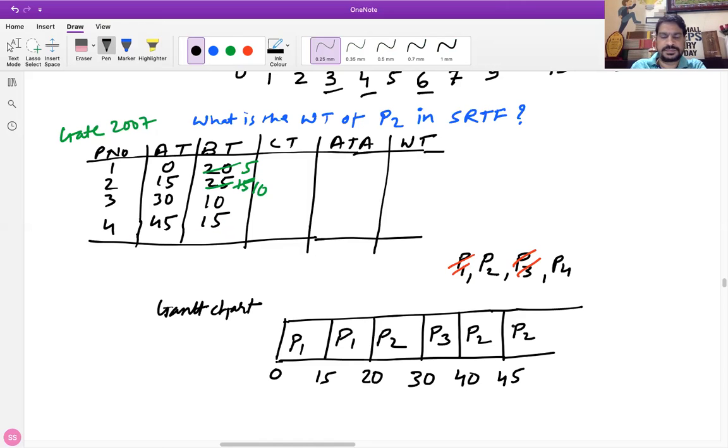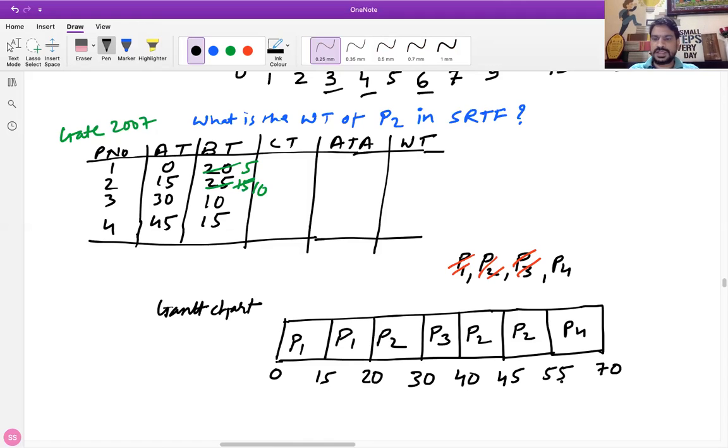P2 will continue for another 10 units of time. And after that, P2 will be terminated and P4 will get the chance on the CPU and it will execute for another 15. So it will be 55, 70. So this is how it will be done. I think it is clear to all of you, right?